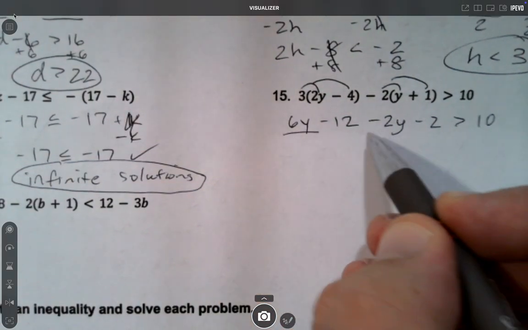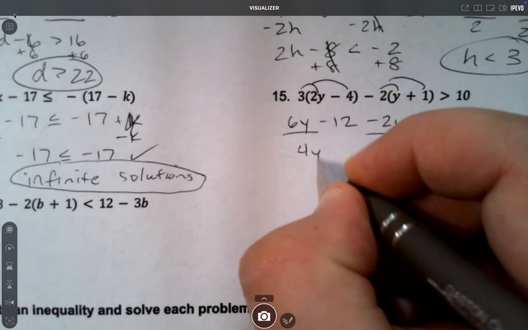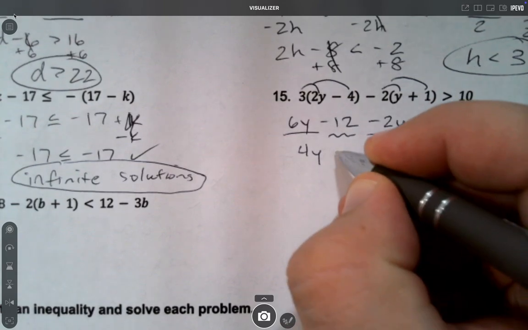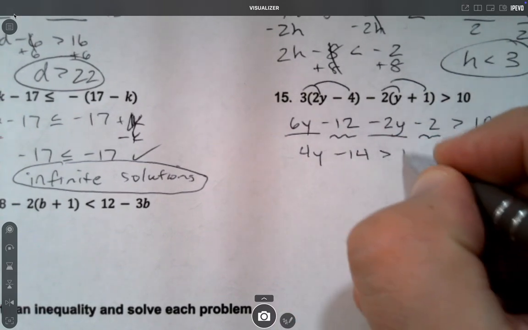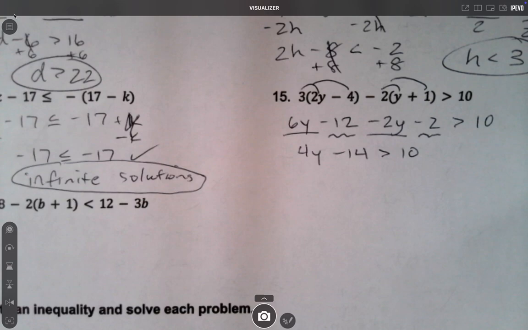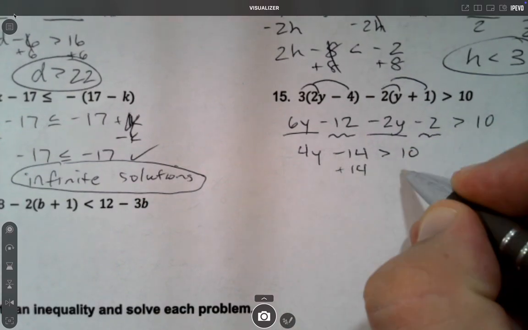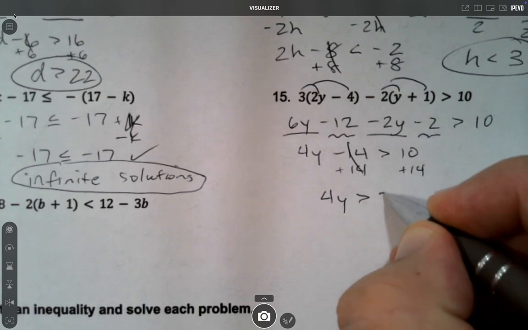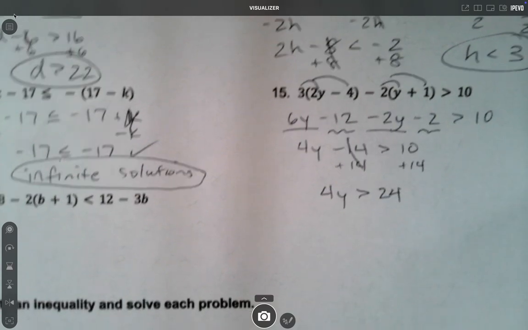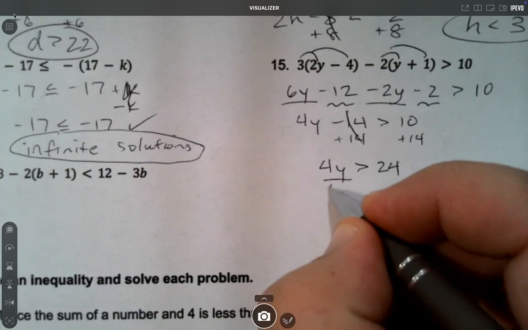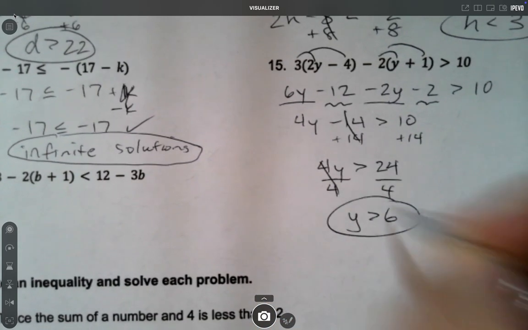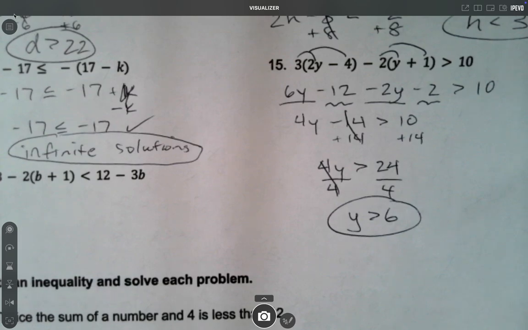So we have 6y minus 2y, that's 4y. Combining like terms right now. Negative 12 minus 2 is negative 14. Then we add 14 to both sides. Four y is greater than 24. We divide both sides by 4. Y is greater than 6.